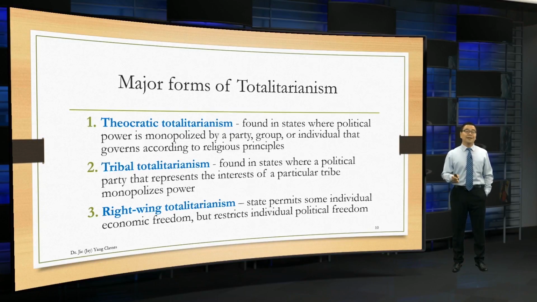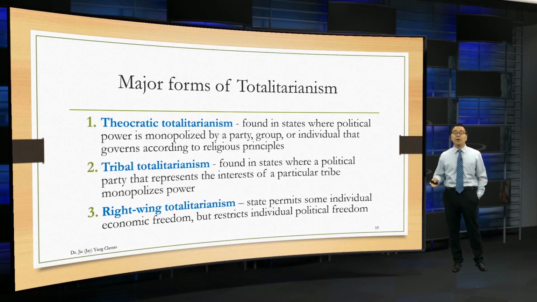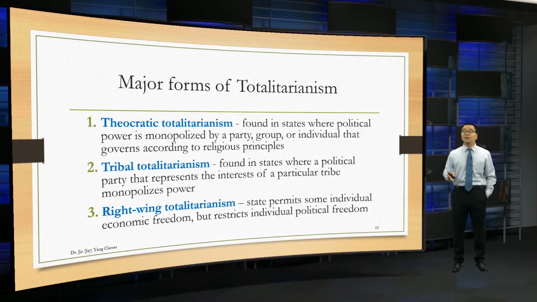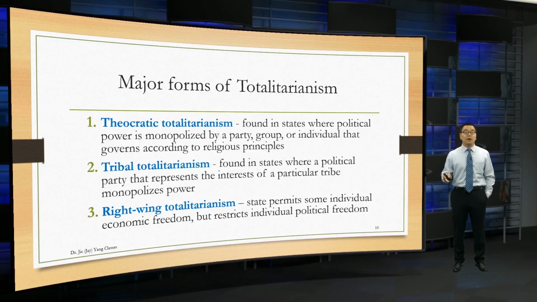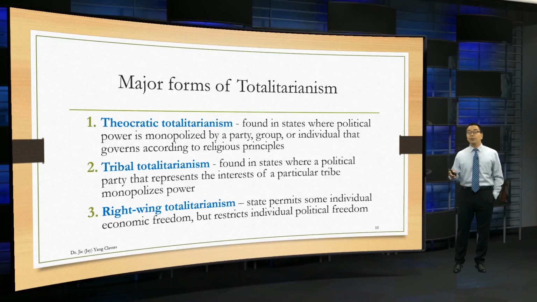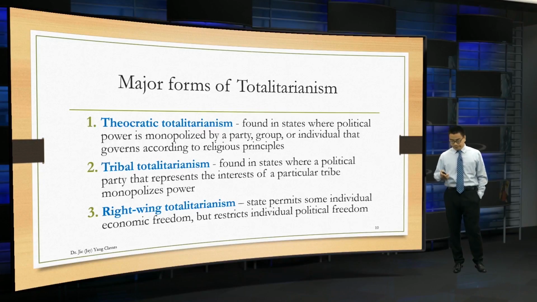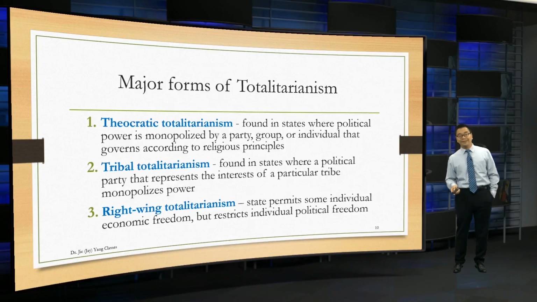The second form of totalitarianism is tribal totalitarianism, which can be found in states where a political party that represents the interest of a particular tribe monopolizes the power. Due to the military conflicts among many different tribes, the political system of some African nations can be considered as a tribal totalitarianism. The third form of totalitarianism is right-wing totalitarianism, which refers to states that permit some individual economic freedom, but restrict individual political freedom. That's all we need to know about totalitarianism.